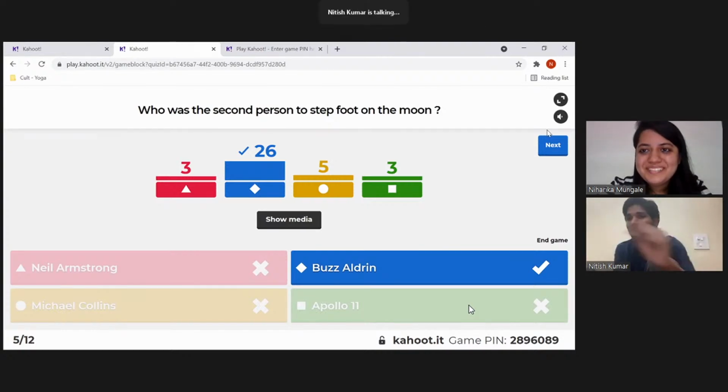And then Buzz Aldrin and Neil Armstrong. There were three people in this image that you are seeing right now. Neil Armstrong was the first person to land on the moon. After Neil Armstrong, Buzz Aldrin landed on the moon.